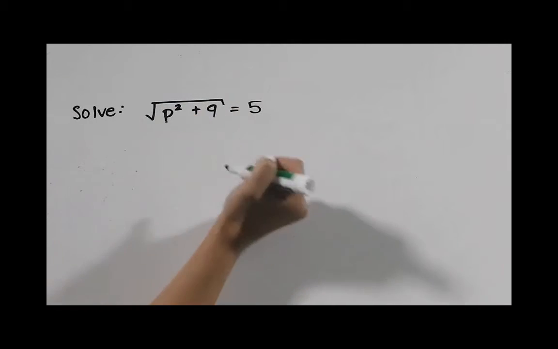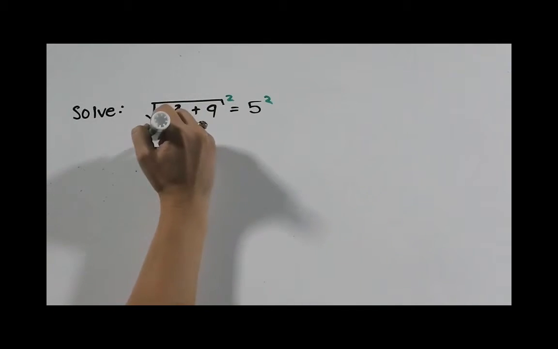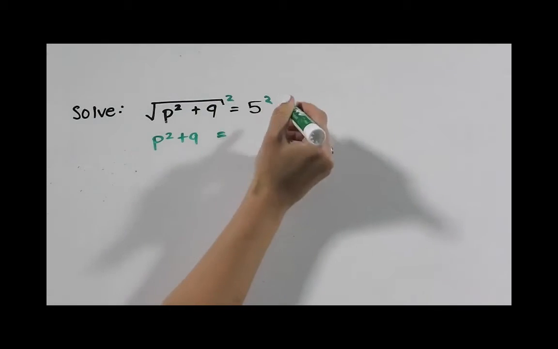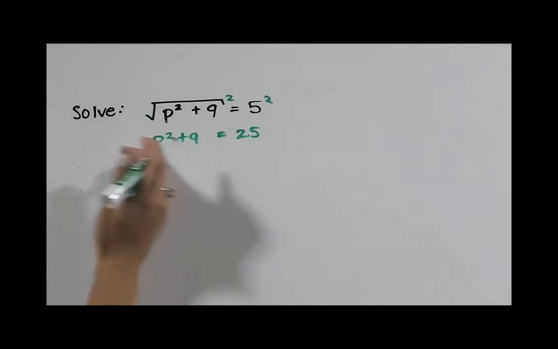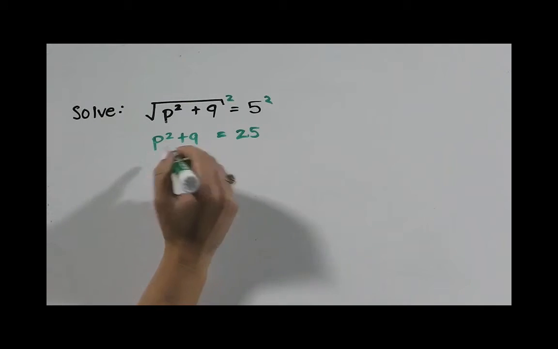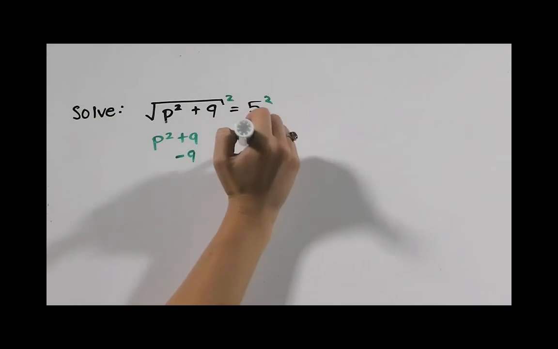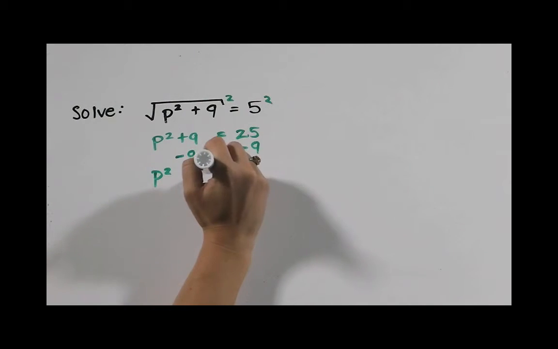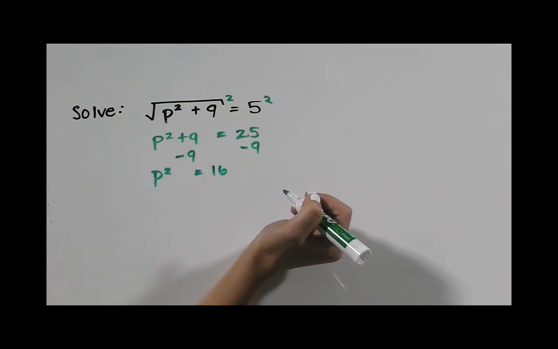Well, we'd want to get rid of this square root sign, so what if we just squared both sides? Then we're left with p squared plus 9 equals 5 squared, and that's 25. Well, that's a legitimate step to take. Now we've made a little bit more breathing room for our p squared. And what else can we do to isolate it at this point? Well, we could subtract 9 from both sides. So we'd have p squared equals 25 minus 9, that's 16. Looks pretty good.